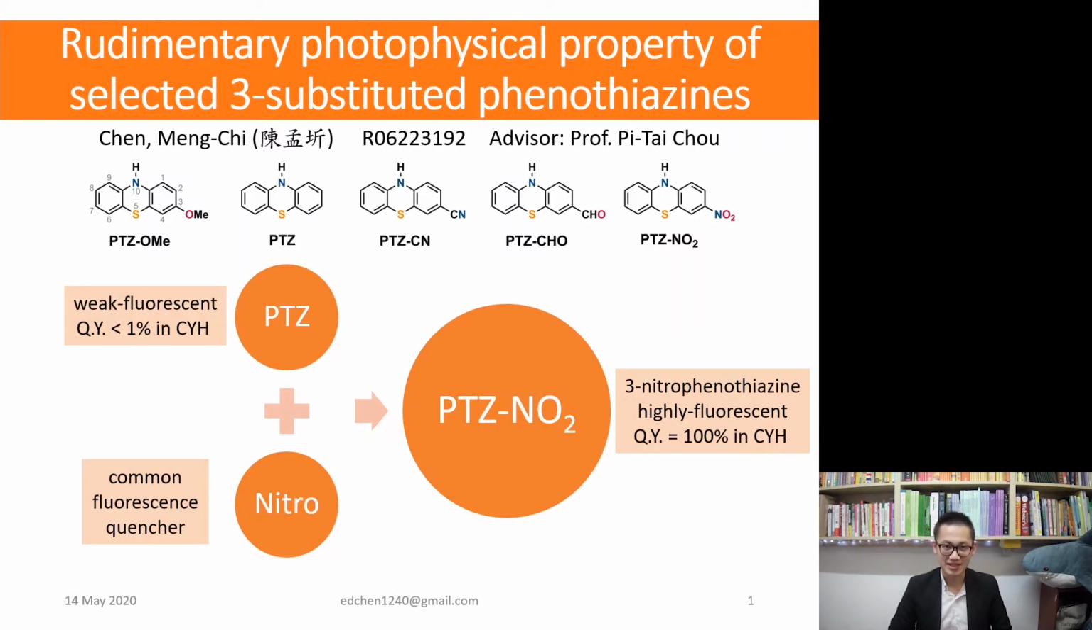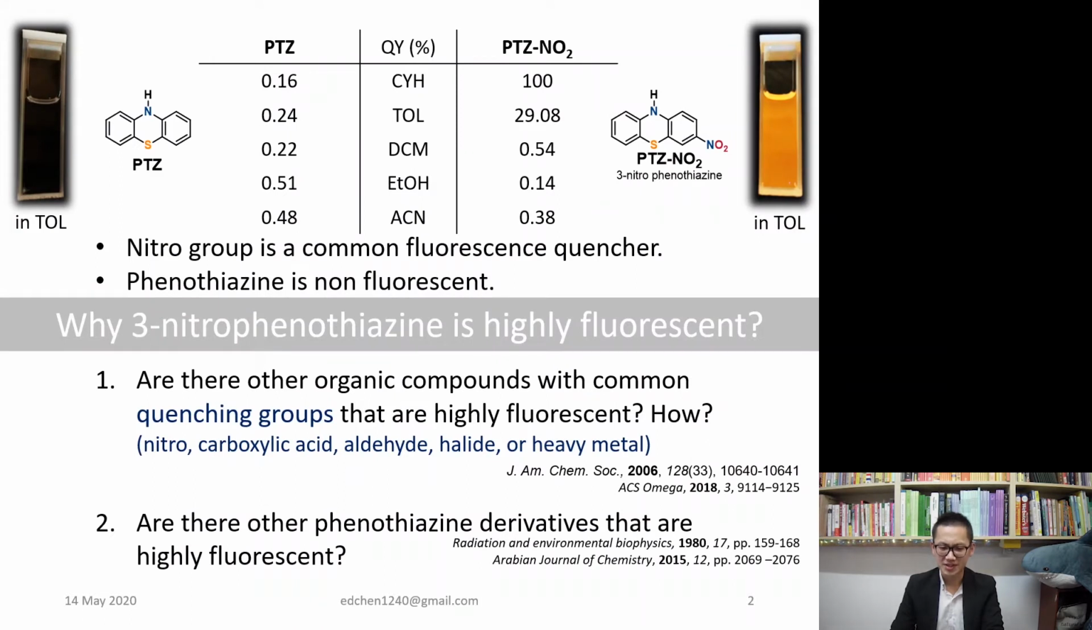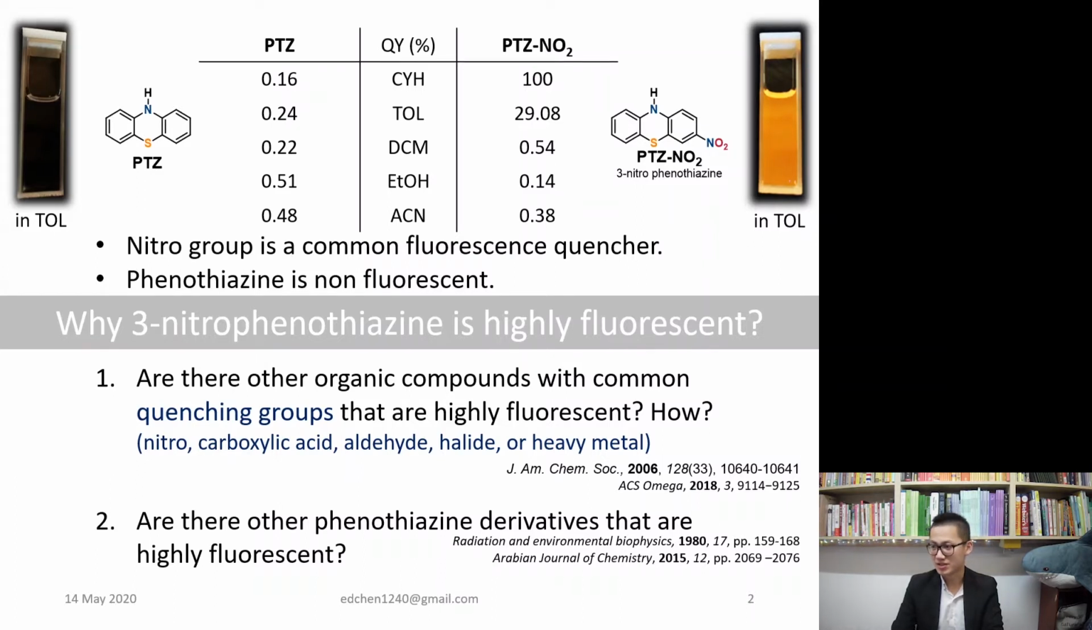And why is that? Here is what we know in the early stage of the research. In 5 common solvents, PTZ has a quantum yield less than 1% in all these solvents, but PTZNO2 can achieve 100% PLQY in cyclohexane. This is very interesting because nitrile group is a common fluorescence quencher and phenothiazine is non-fluorescent.